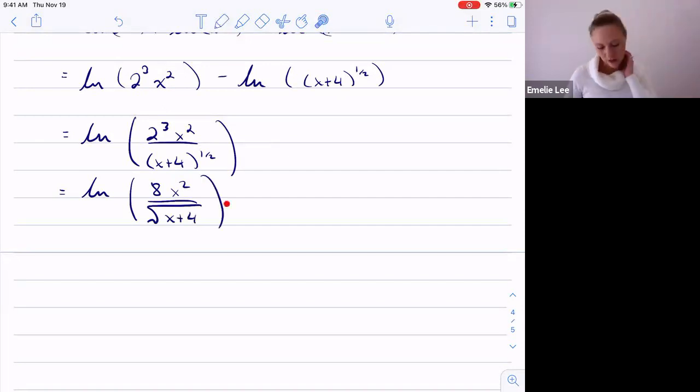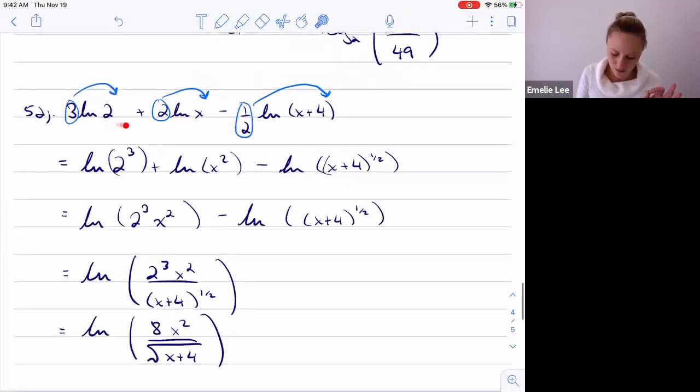All right. Notice that what we were doing before was just going from something like this back to something like this. So we're just moving back and forth, back and forth.